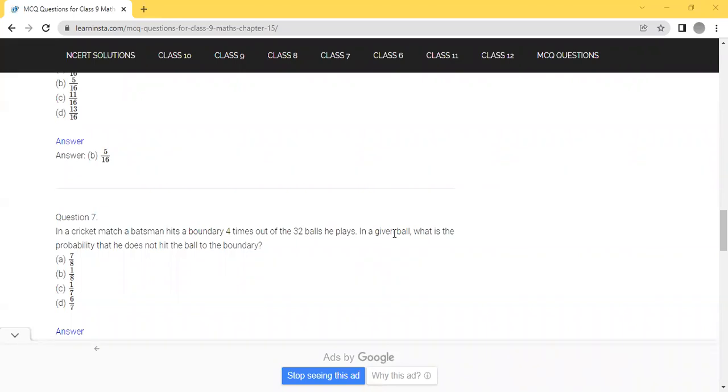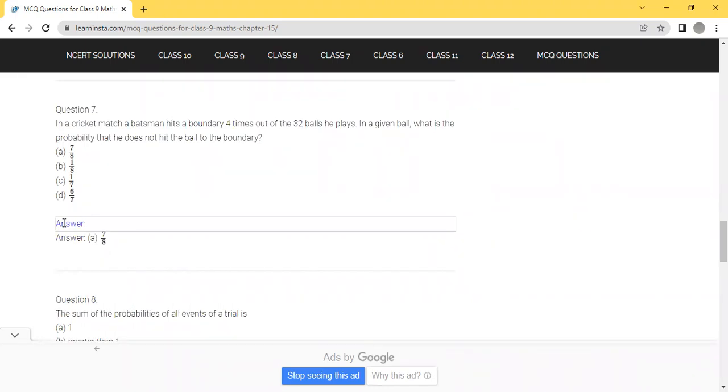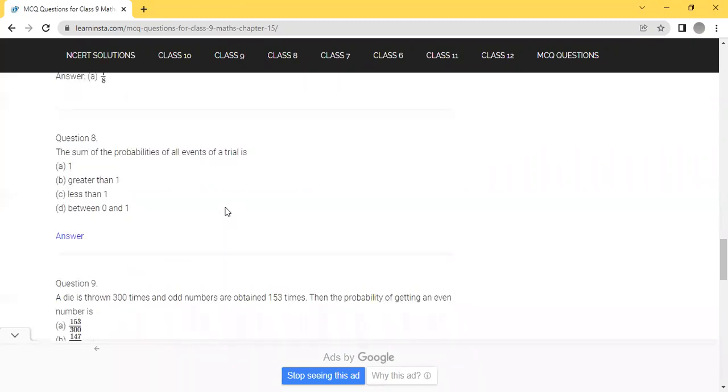Navya, answer the next question. In a cricket match, a batsman hit a boundary 4 times out of 32 balls he plays. In a given ball, what is the probability that he does not hit the boundary? The probability of hitting the boundary is 4 by 32, and not hitting is 28 by 32. After cancellation, cancel it with 4. It will be 7 by 8. Is it so?